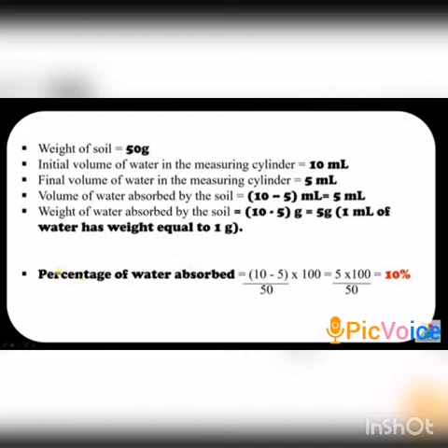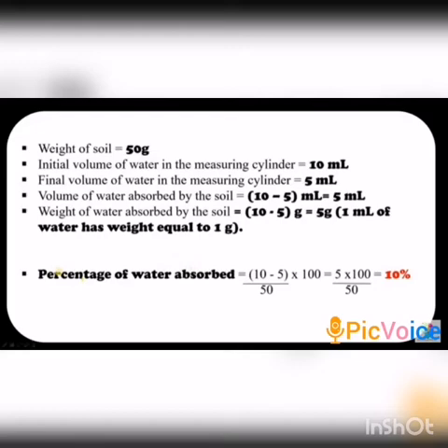Volume of water absorbed by the soil. So how much water has the soil absorbed? U minus V ml. Isn't it, children? U minus V ml. So how much did we take initially? 10 ml. Then the final volume in the measuring cylinder is 5 ml. So 10 minus 5 milliliter. Okay children, then the volume of water absorbed by the soil is 5 milliliter.